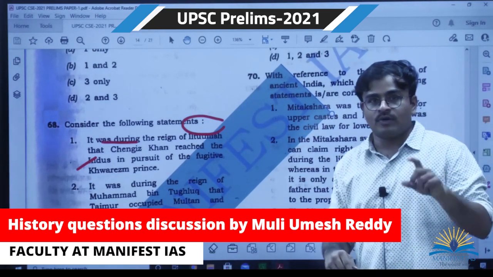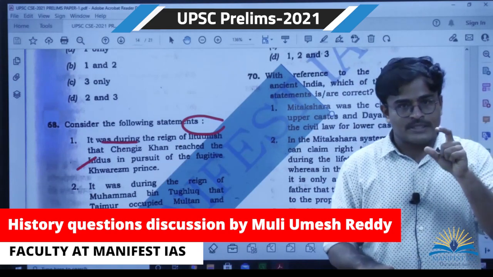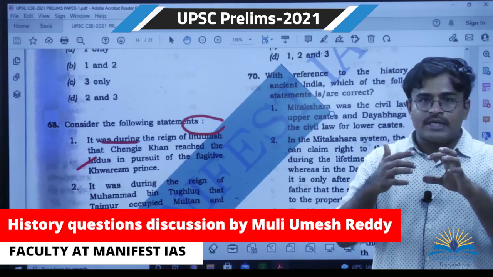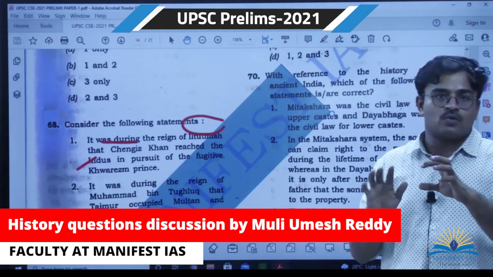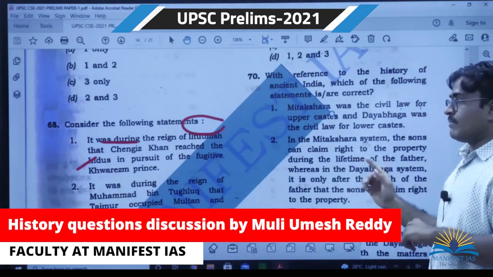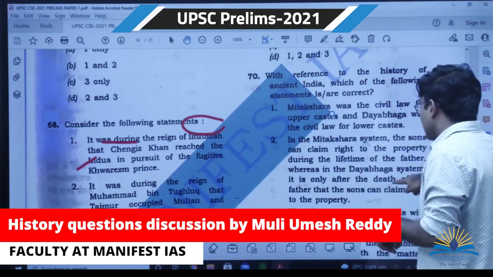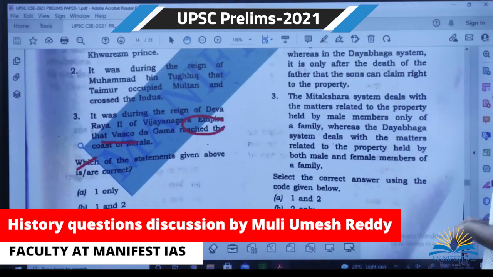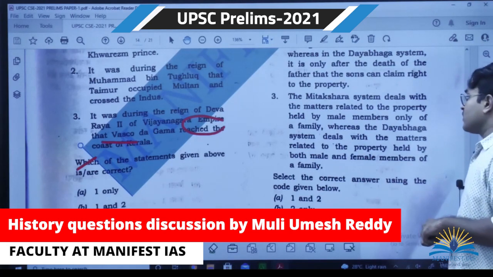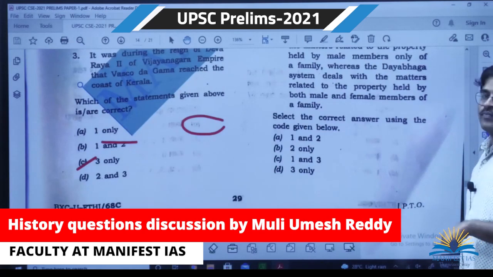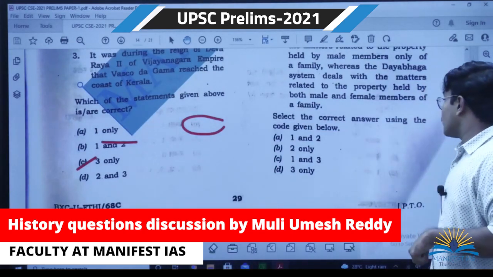Yes, the second statement is correct, because the Mitakshara system is based on coparcenary. So naturally the son can claim, because he is a part owner of the property, he can claim the right to property, whereas in the Dayabhaga school, this is not possible. Only after the death of the father will the son get property rights. The second statement is correct, whereas the third statement says the Mitakshara system deals with the matters related to property held by male members only of a family, whereas the Dayabhaga system deals with the matters related to property held by both male and female members of the family. This statement is also wrong. So the answer for this question is 2 only. So the answer for this question is B.